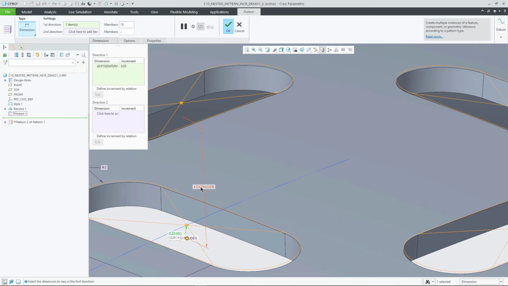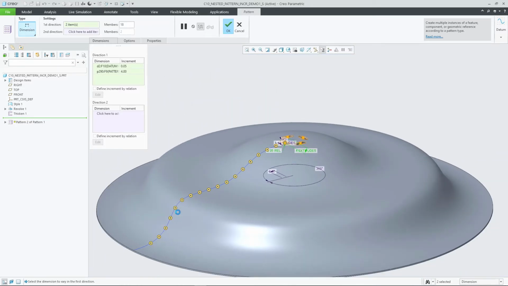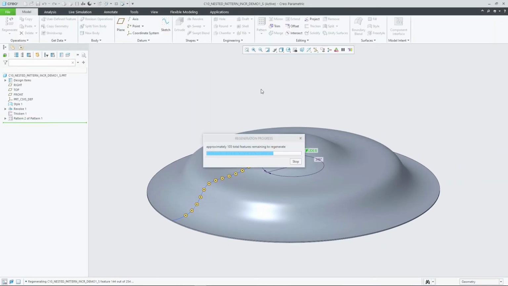When you create a dimension pattern of this inner base pattern, you can then also select inner pattern member dimensions as increment direction dimension. This allows the outer dimension pattern to drive and increment the number of pattern members of the nested pattern.